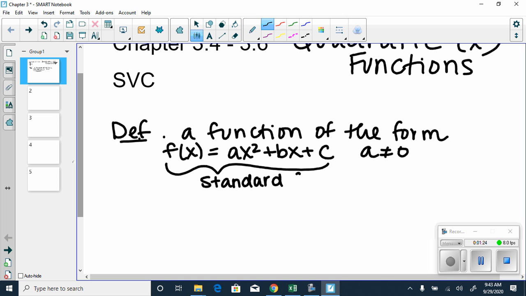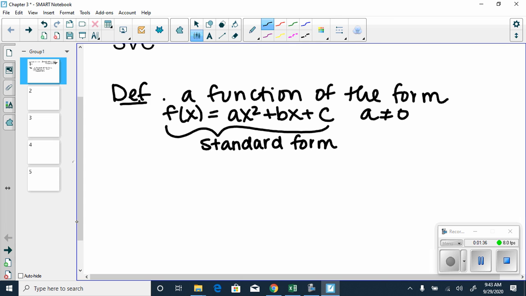So just as you have different forms in Algebra 1, you have slope-intercept form, you have standard form, you have point-slope form. In Algebra 2 or in quadratic land, you do have standard form, and you do have another form that we're going to look at called vertex form. Okay, so a couple of things about these.